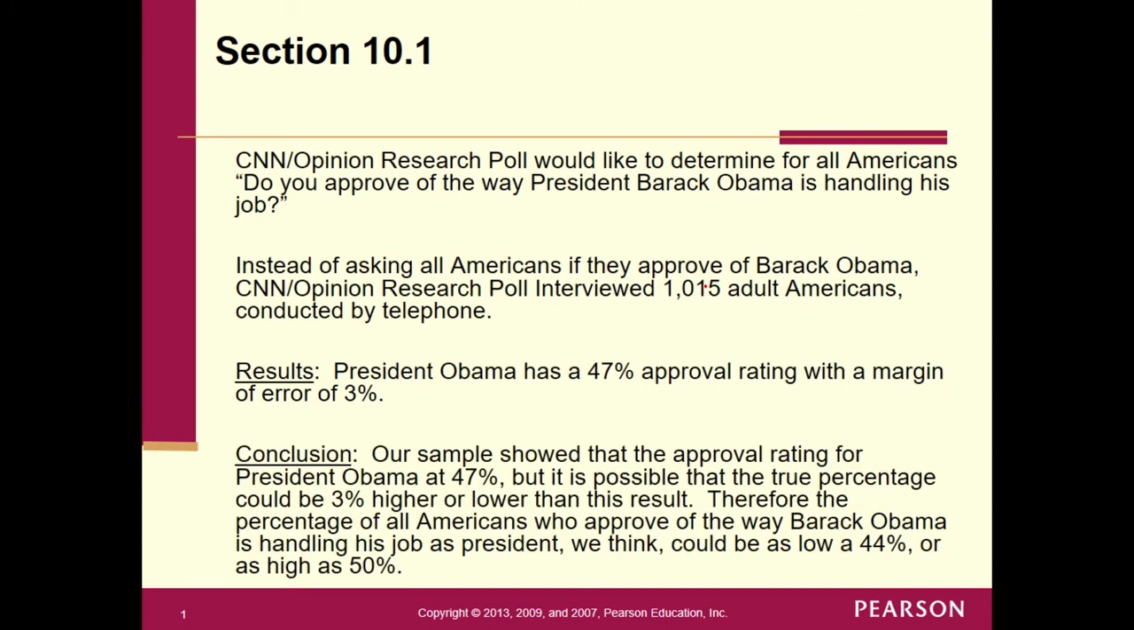And so here's our conclusion: our sample showed the approval rating for President Obama was 47%, but that was for the sample. That was for the sample. I can't stress that enough. That was for the sample. But it is possible that the true percentage could be 3% higher or 3% lower than this result. So in other words, it could be as low as 44% for the approval rating, or as high as what? 50%.